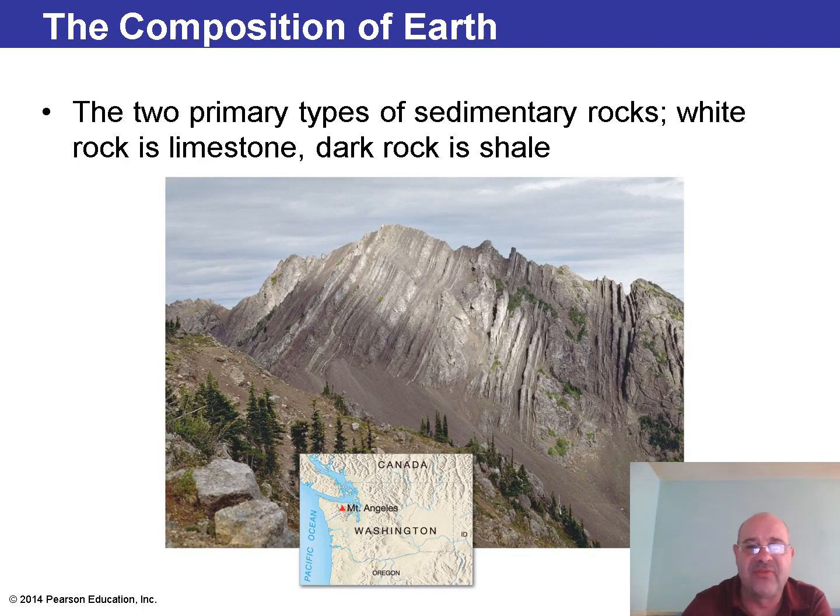The two primary types of sedimentary rocks: the white rock is limestone, and the dark rock is shale. And here we have Mount Angelia here in Washington State. And as you can see, it's been tilted upright. That comes from folding and faulting. Okay, folding and faulting. It gets tipped upright.